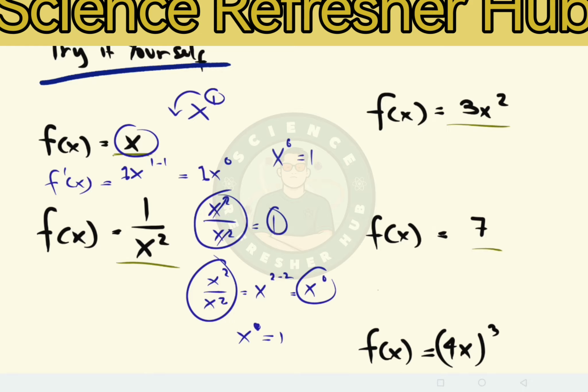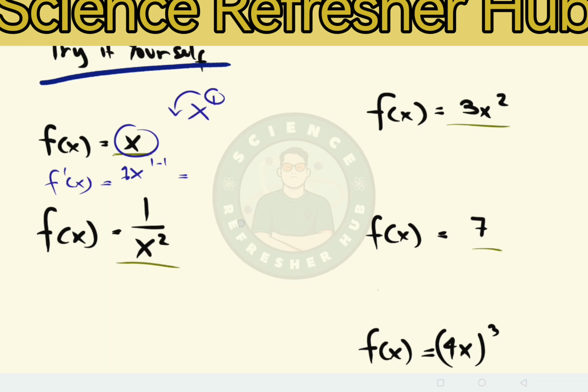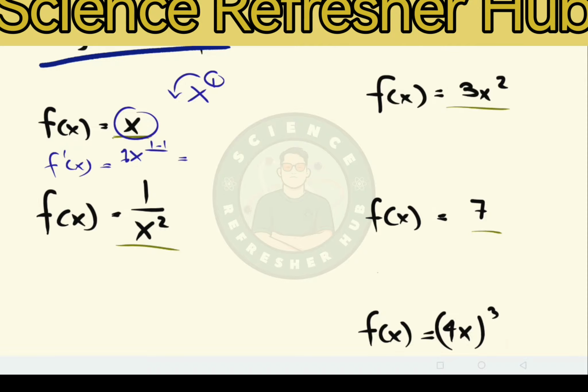So therefore, the final answer for this function, since x raised to 0 is equal to 1, we can change this here into 1. So the answer is 1. Okay, let's do it again. 1 minus 1 is 0, so 1x raised to 0. And remember, any variable raised to 0 will become 1. So we can change x raised to 0 into 1. So our final answer will be 1. So the derivative of x is 1.